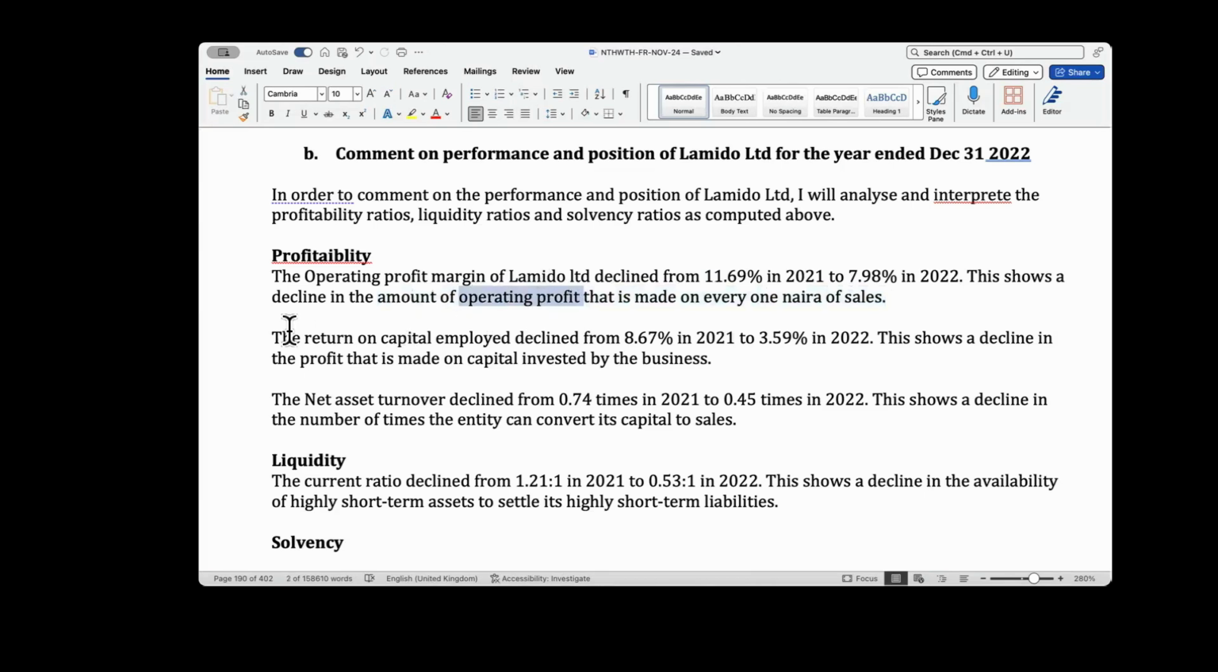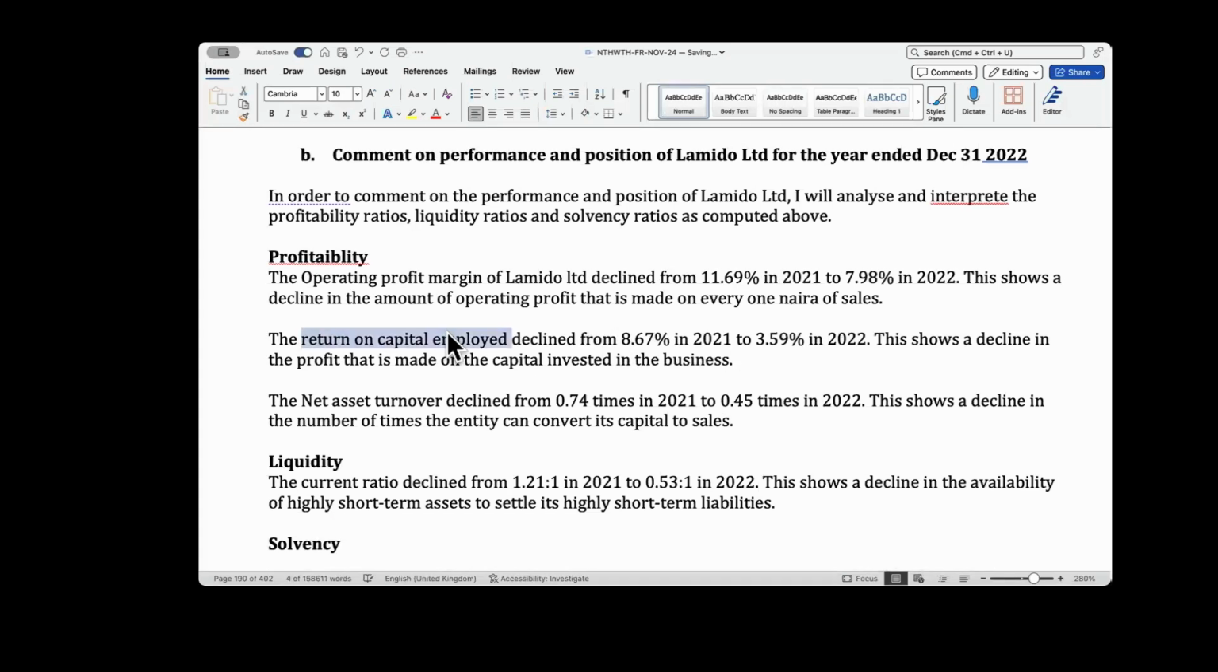I went to the next one. I said, the return on capital employed declined from 8.67% in 2021 to 3.59% in 2022. I said, this shows a decline in the profit that is made on the capital invested by the business or in the business. The capital invested, because that's the meaning of ROCE. The profit that you make on the capital that was invested.